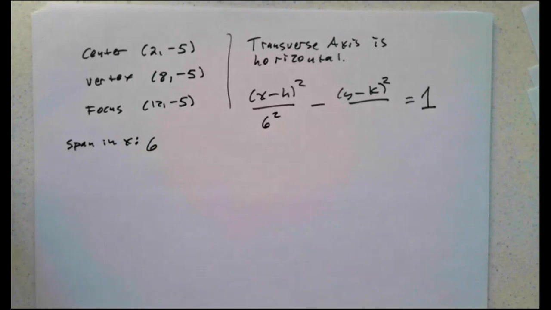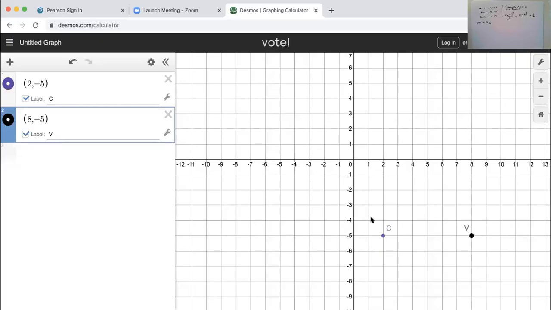Now, it also enables me to find another vertex. So from the center to the vertex this way is 6. From the center to the vertex that way also would have to be 6. 1, 2, 3, 4, 5, 6. So -4, -5 would be another vertex. Six this direction, 6 this direction. So we've identified both vertices.